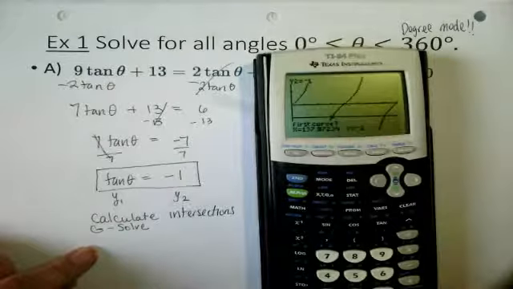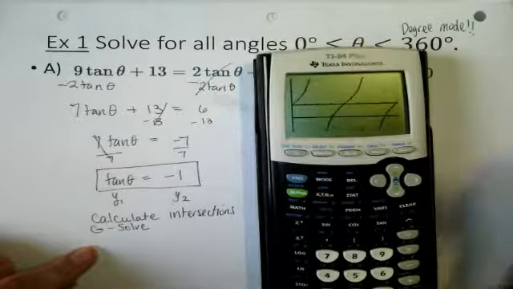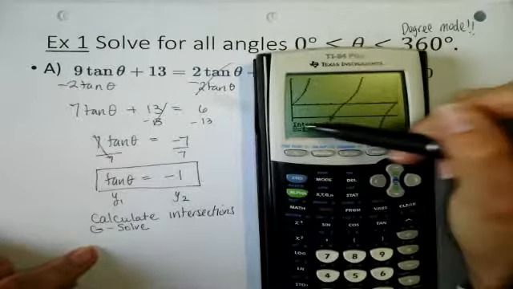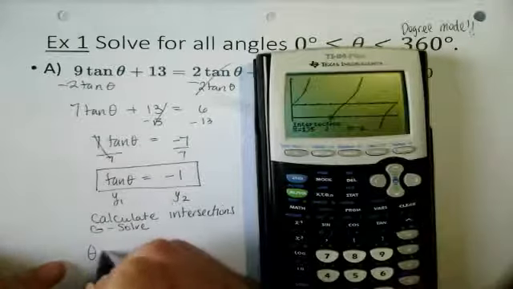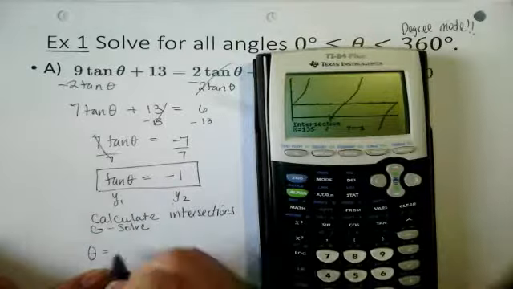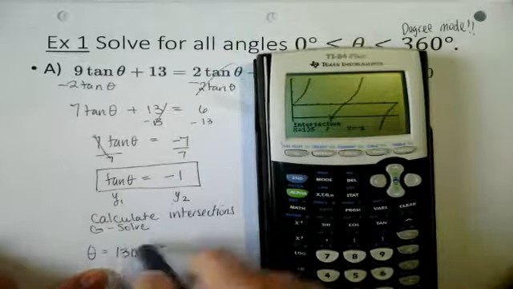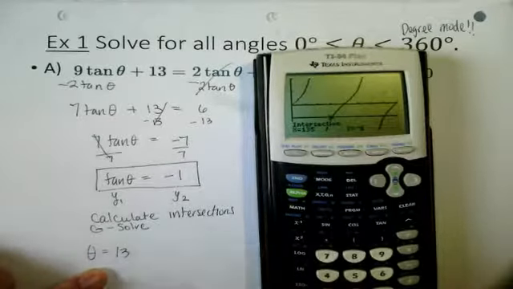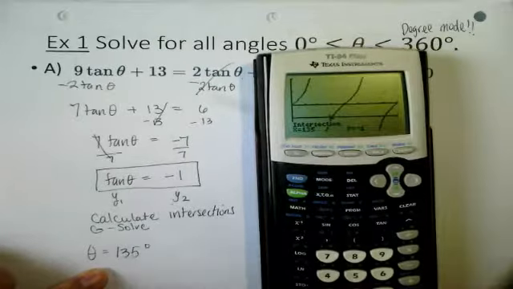And you say enter, yes. Second curve, yes. Third, guess, yes. Enter, enter, enter. And it tells you the intersection is where x is equal to 135. And that would be 135 degrees, right? Because we're in degree mode.